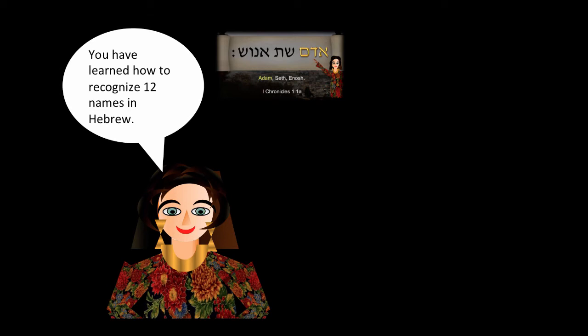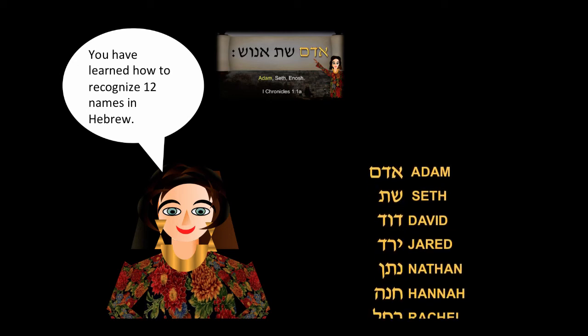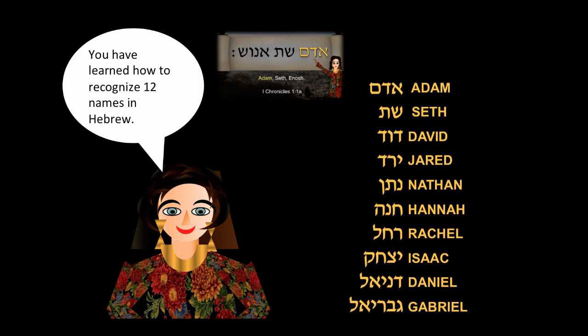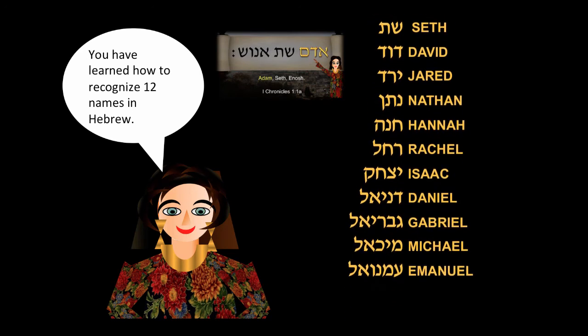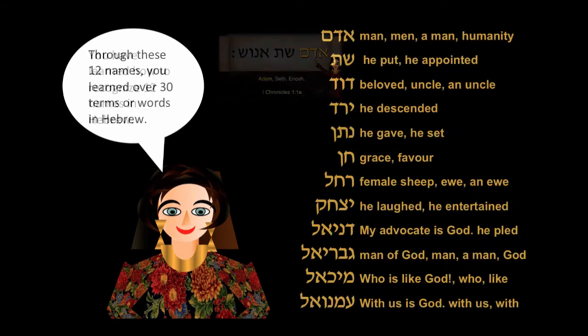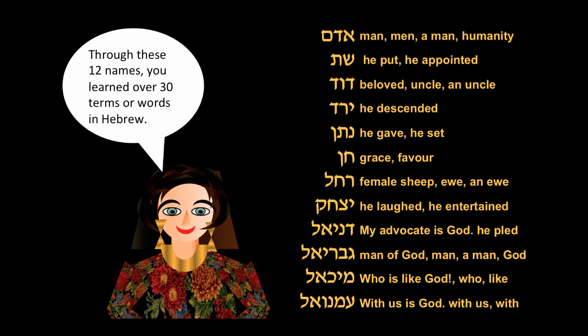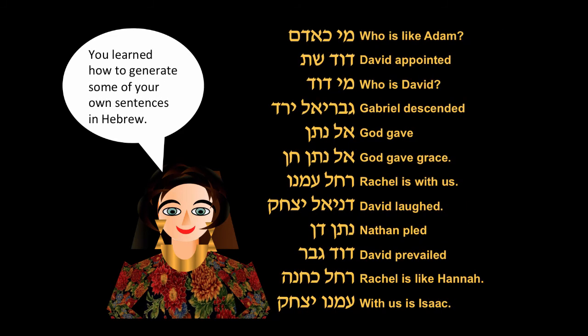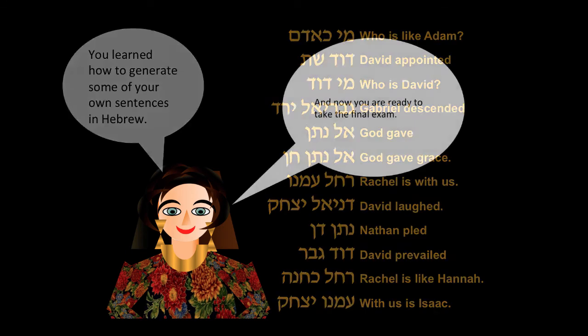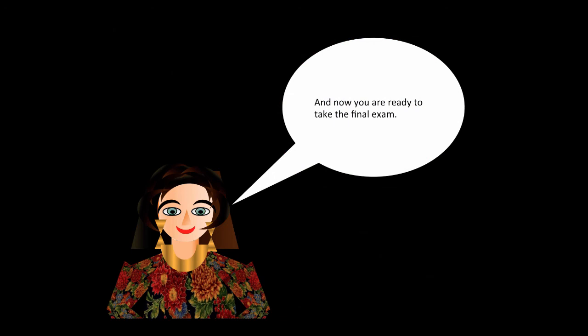So, you have learned how to recognize 12 names in Hebrew. And these are the names that you know now. And I think that's really pretty good. And through these 12 names, you learned over 30 terms or words in Hebrew, which is quite impressive, I think. And just as importantly, you learned how to generate some of your own sentences in Hebrew. And now you're ready to take the final exam.